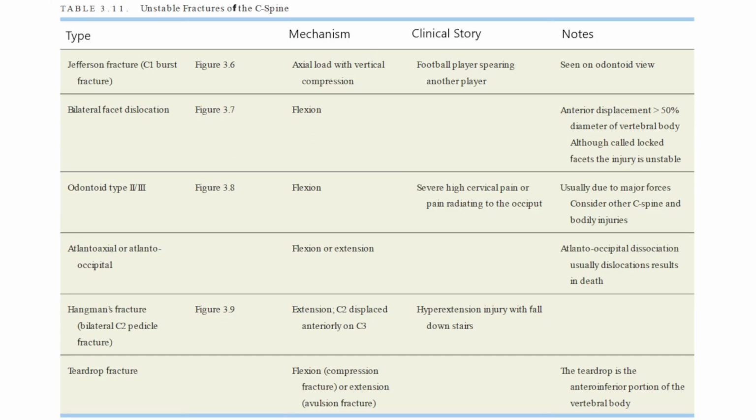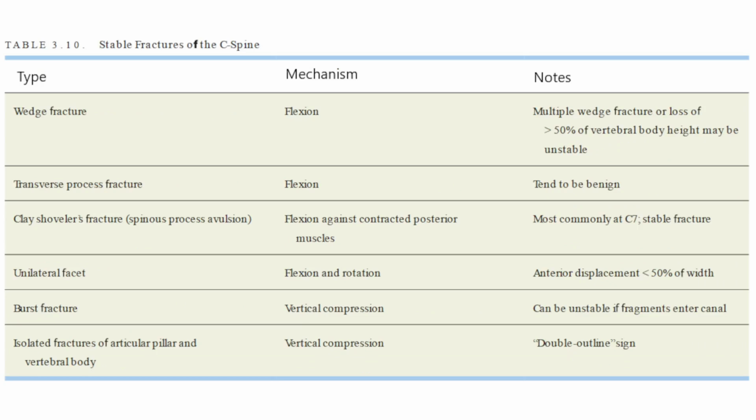Jefferson, bilateral facet dislocation, odontoid, atlantoaxial, hangman's, and teardrop fracture are the unstable fractures. The stable fractures are wedge fracture, transverse process fracture, clay shoveler's, unilateral facet, burst fracture, and isolated fractures. And you'll note that the majority of these are all single column fractures, right? The unstable ones are typically 2 or 3 columns.